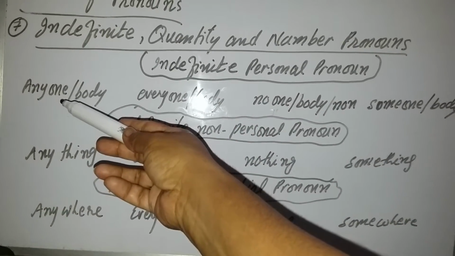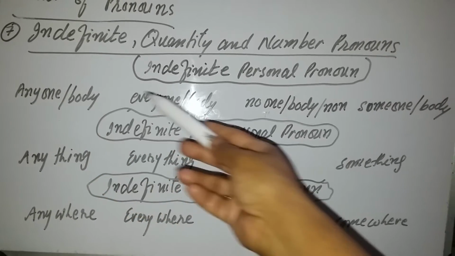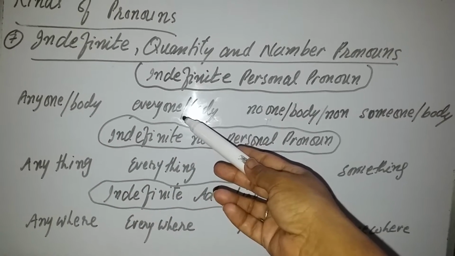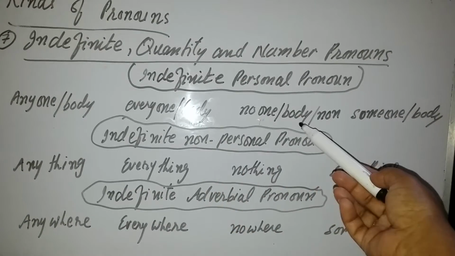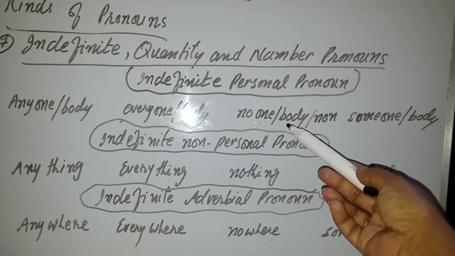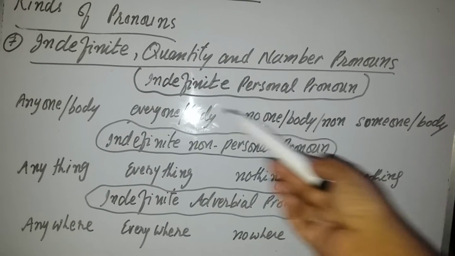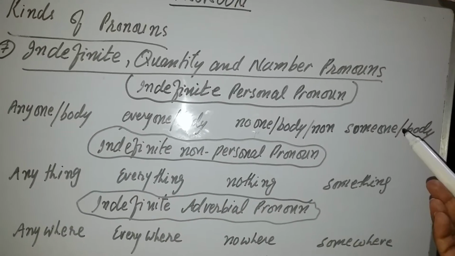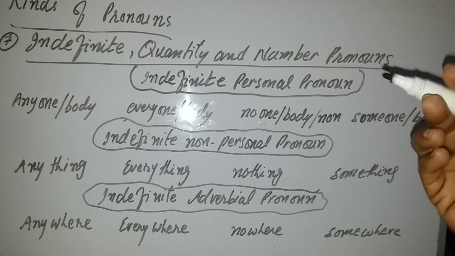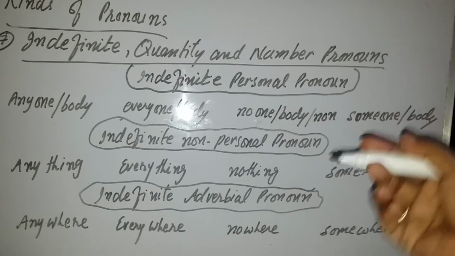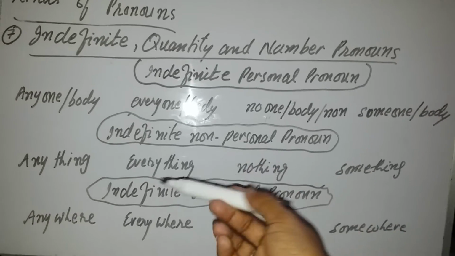Is there anybody in the classroom? Yes, there is Aslam in the classroom. Is there anybody in the classroom? Yes, there is everybody in the classroom. There is nobody in the classroom. There is somebody in the classroom. So we are using all these indefinite personal pronouns for persons who are not pointing out a definite person or people.